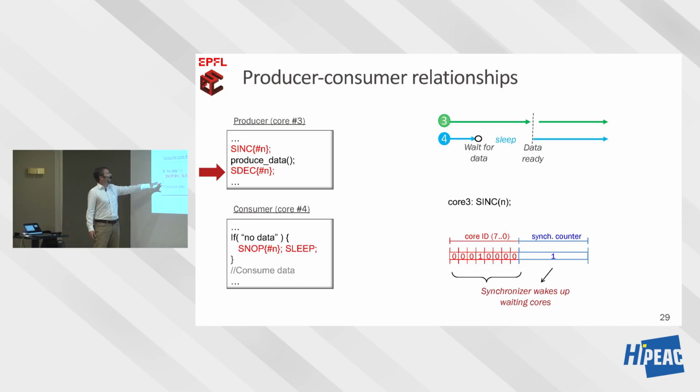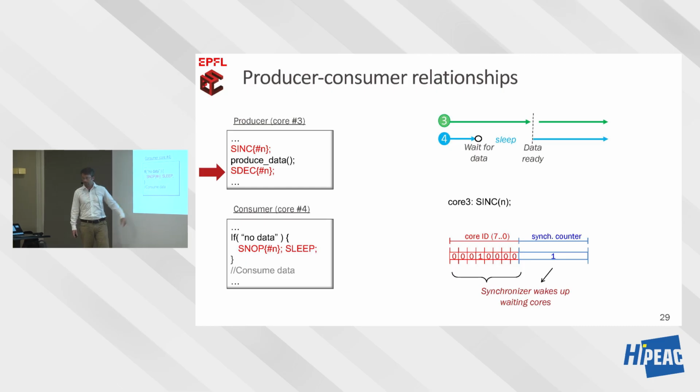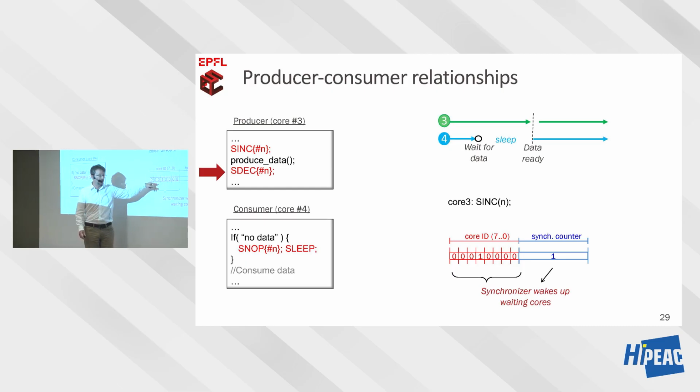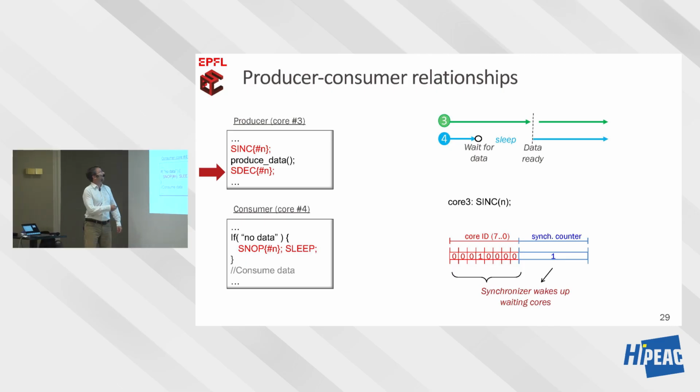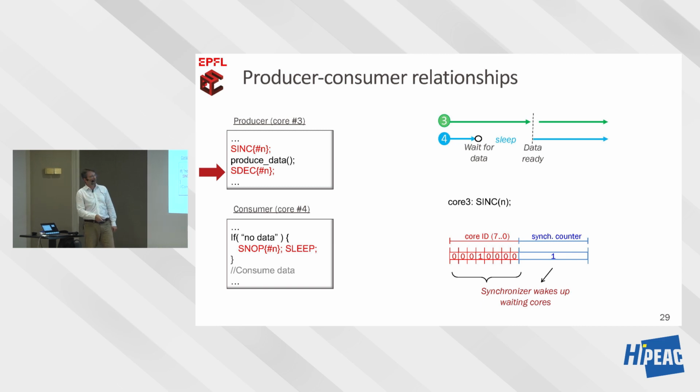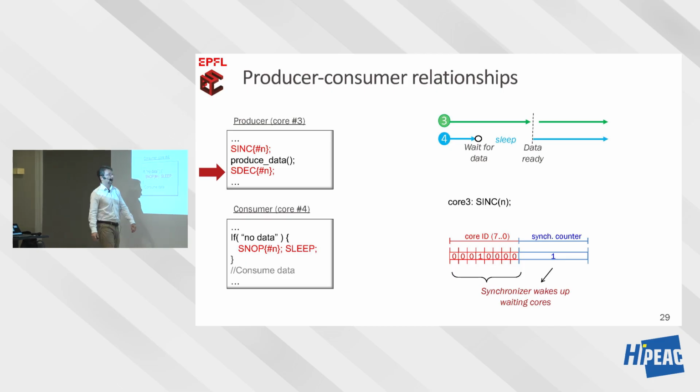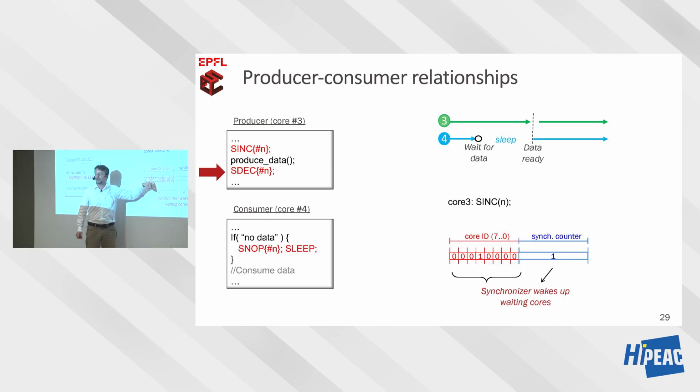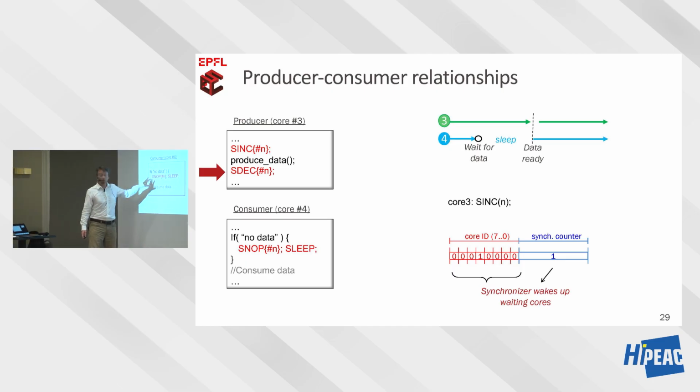How does it work? We need one extra instruction, which is called a SNOP. A SNOP is a special NOP, because what it does is append the ID of the core to the synchronization point, but it doesn't increase the counter. When our producer core produces some data, it decreases the counter and just says, okay, wake up everybody who is waiting here, and then operations can proceed. So the SNOP is quite a powerful operation in this context.